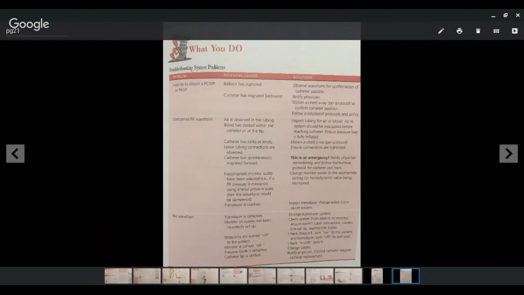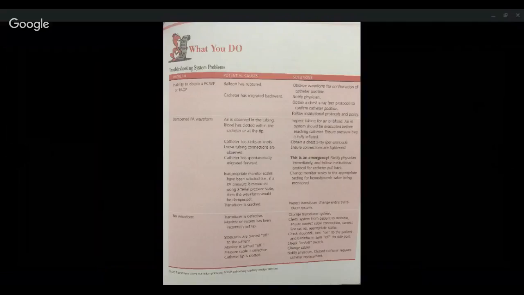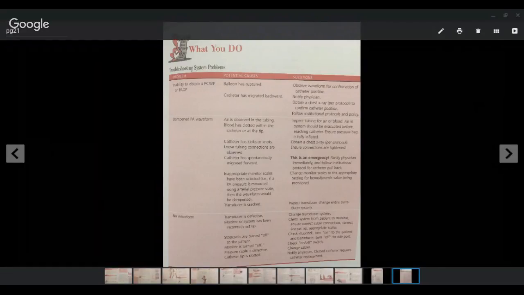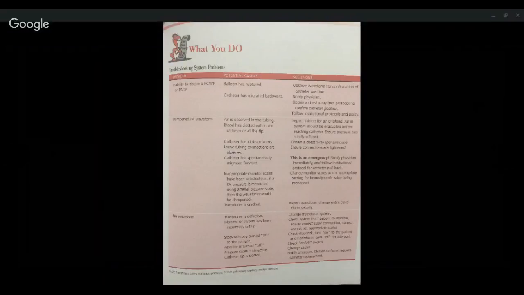Solutions: change the transducer system, check the system from patient to monitor, ensure correct cable connection, correct line setup, and appropriate scales. Check that the stopcock is turned on to the patient and the transducer, off to the side port. Check the on and off switch, change the cables, notify the physician, and a clotted catheter requires catheter replacement. Okay, so that's the end of that.